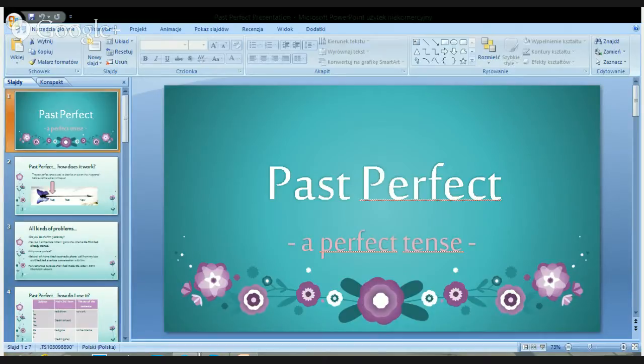Good news is that for the third person singular, we also use had, right? So we have had for every single person. For instance, she had gone to the cinema, or he hadn't gone to the cinema.